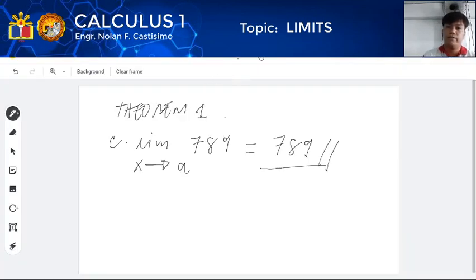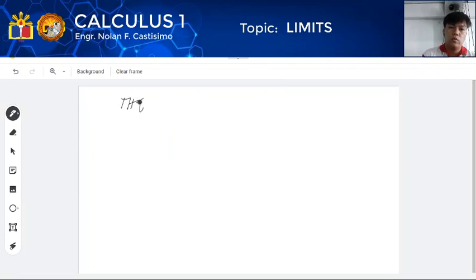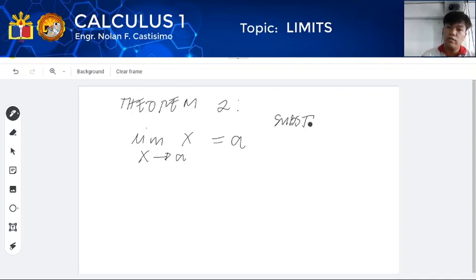Next frame tayo. Theorem 2. So, ano yung formula natin dyan sa Theorem 2? Limit of x as x approaches A is equivalent to A. Sabi nga sa theorem kanina, known as the substitution law. Yan yung Theorem 2 natin. Huwag niyong kalilimutan, substitution law siya.